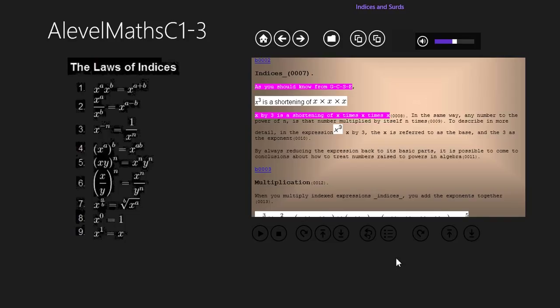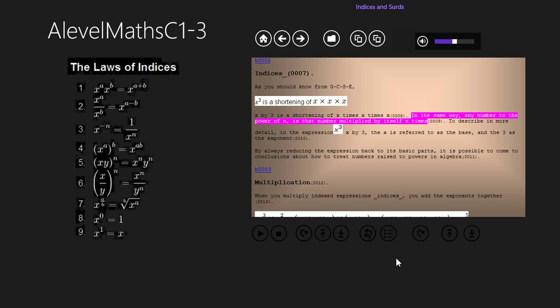As you should know from GCSE, x to the power of 3 is a shortening of x times x times x. In the same way, any number to the power of n is that number multiplied by itself n times.